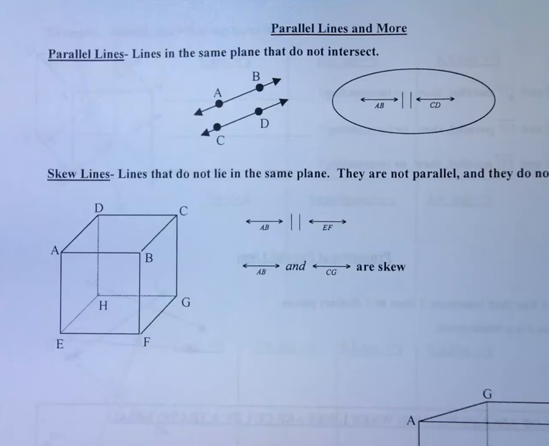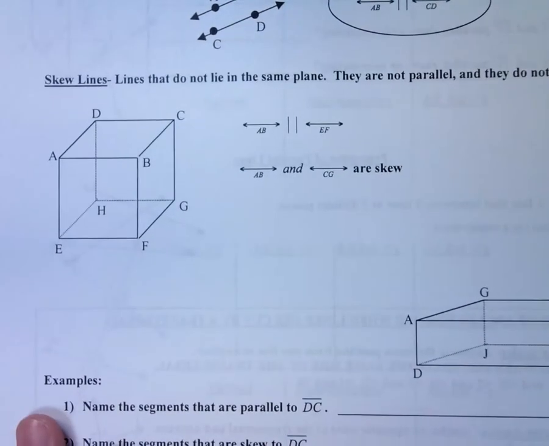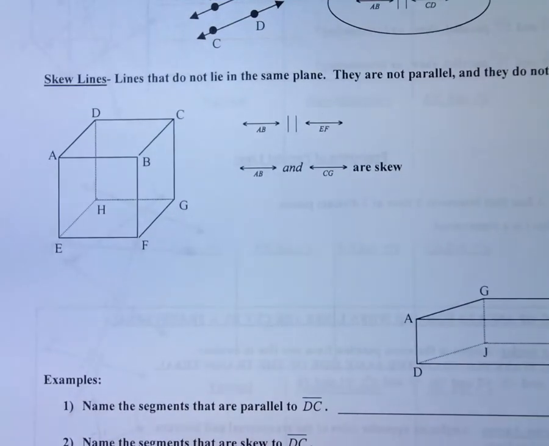Okay, have you heard about skew lines in your past? Kind of. These are lines that don't lie in the same plane. They're not parallel, they're not intersecting. So here's an example of two skew lines.